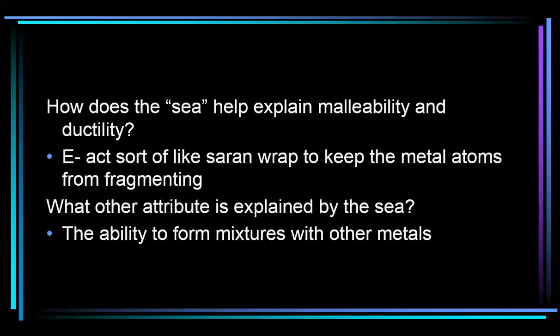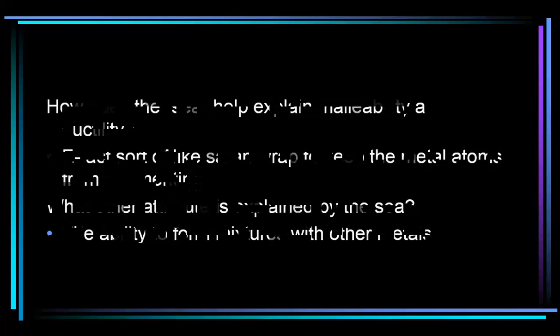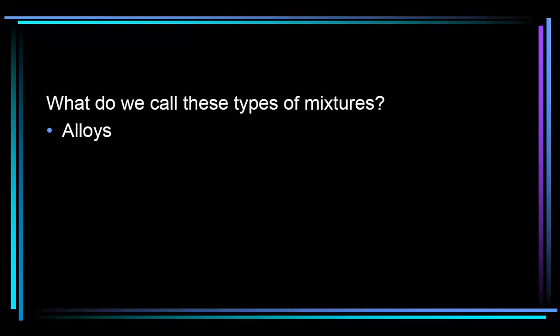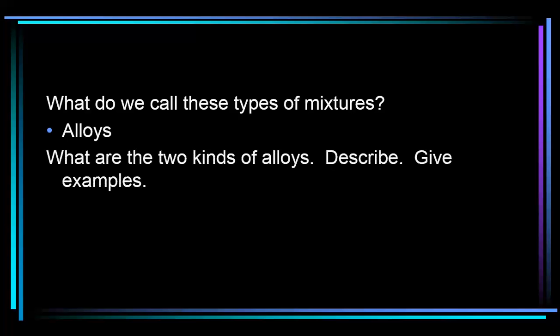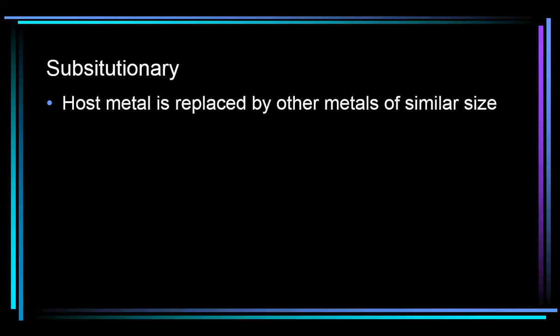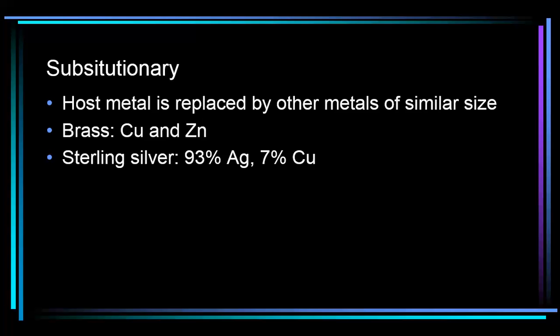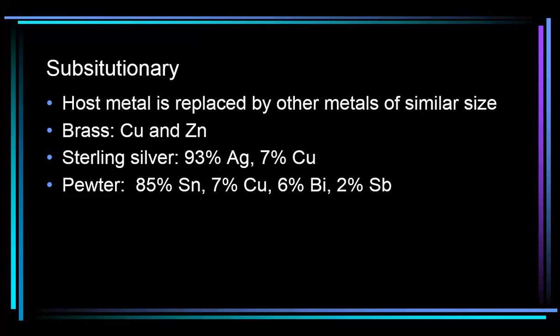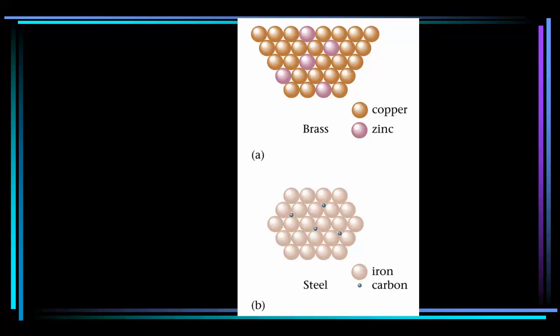The ability to form mixtures with other metals can also be explained by the sea of electrons. What do we call this? Alloys. Two kinds of alloys. Substitutionary, where the host metal is replaced by other metals of similar size. Brass and copper. Sterling silver is a good example of an alloy. Pewter, and I love that word, pewter. Okay, so this is substitutionary, where you get atoms of similar size to join in.